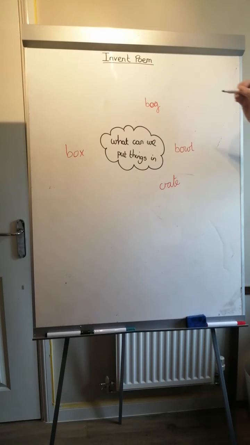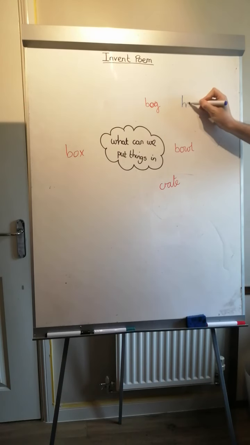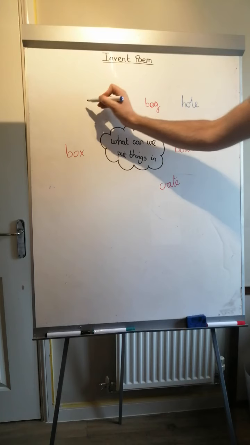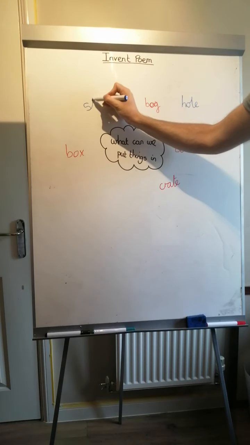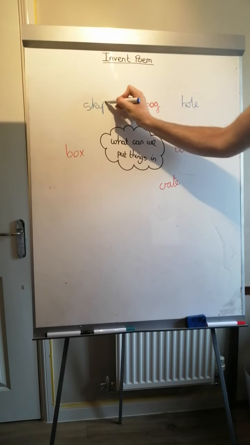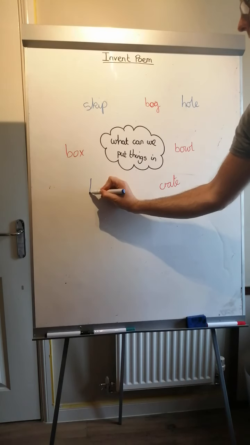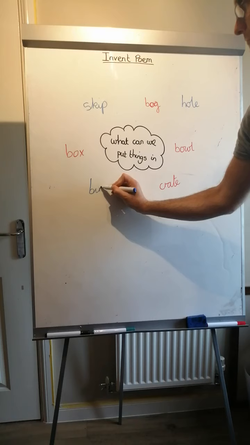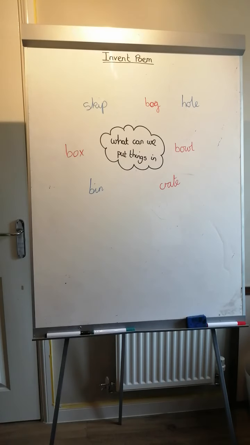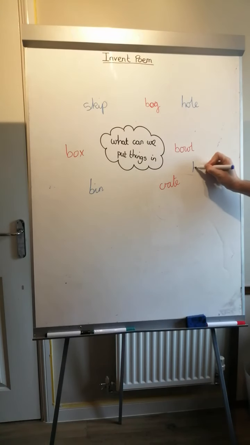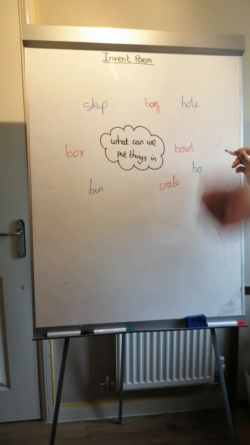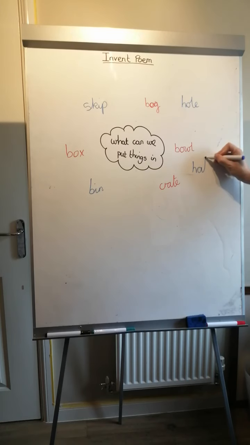So I chose hole. You can put things in a hole. I had a skip. I had a bin. And I also chose a hat. Okay? If you turn a hat upside down, you can put things in it. But there's lots of other things.